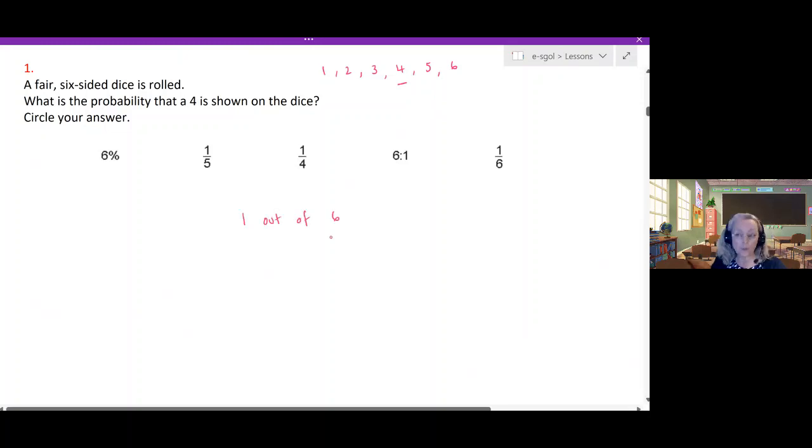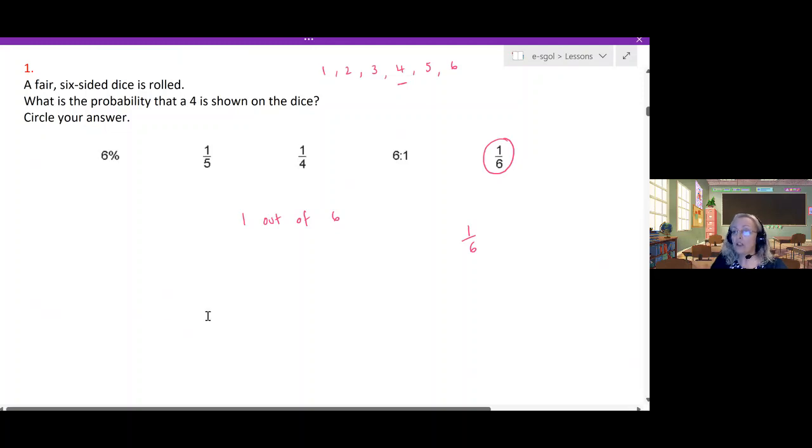But we don't write probability like this. So the way that we would write probability is it either needs to be written as a fraction, as a decimal, or as a percentage. And fractions are quite common. So 1 out of 6, I can write that as 1/6, as a fraction. So the correct answer for this one is here on the end, it's 1/6.